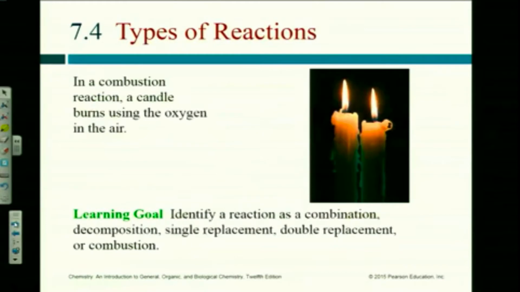All right. Types of reactions. I love this section. Types of reactions. It's like one of my favorite sections of the whole book.